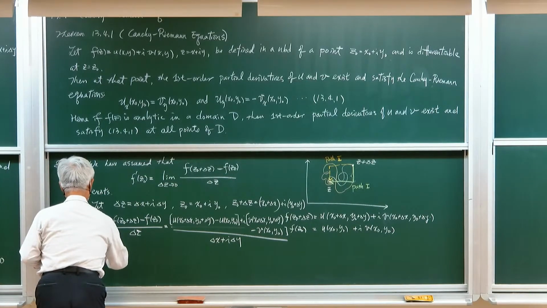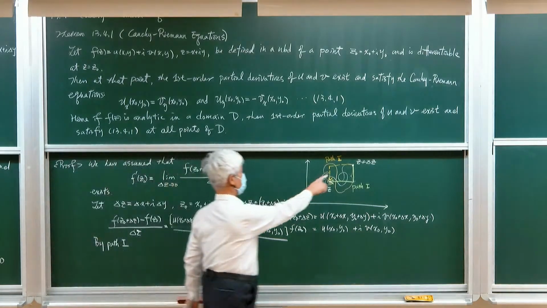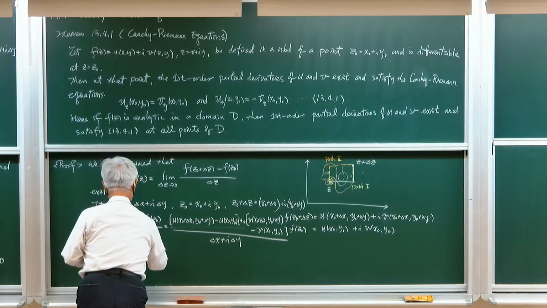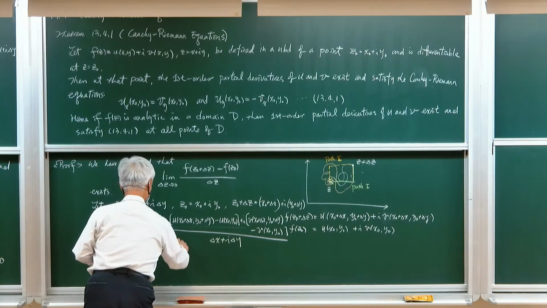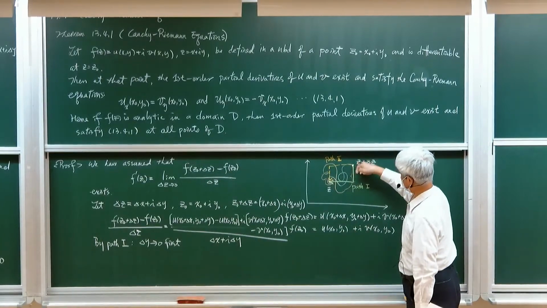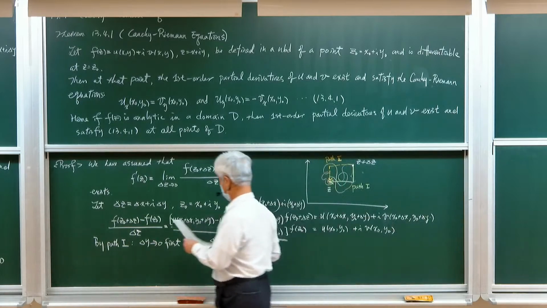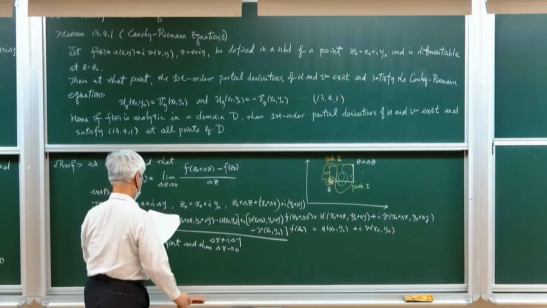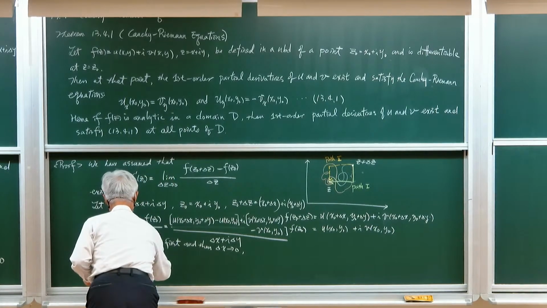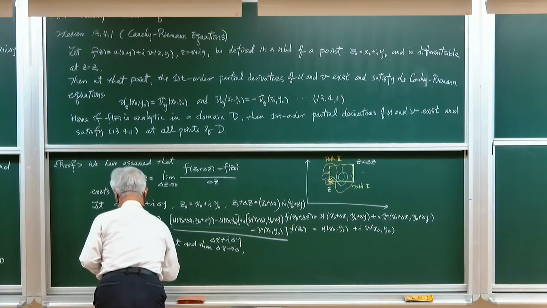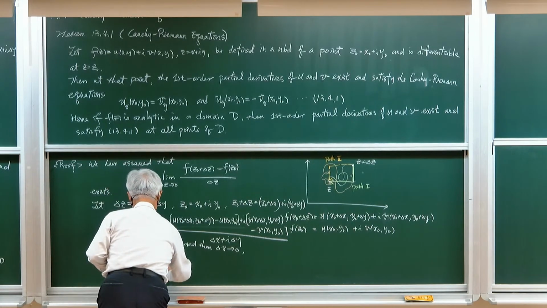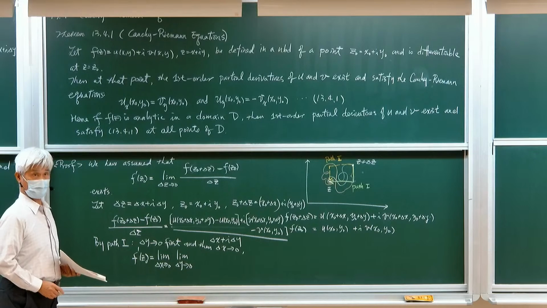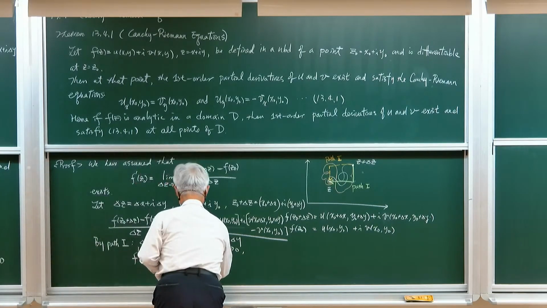Now, by path one, you can see that delta y goes to 0 first, and then delta x goes to 0. So f prime of z0 becomes the limit where delta y goes to 0 first, and then delta x goes to 0 second. See here.